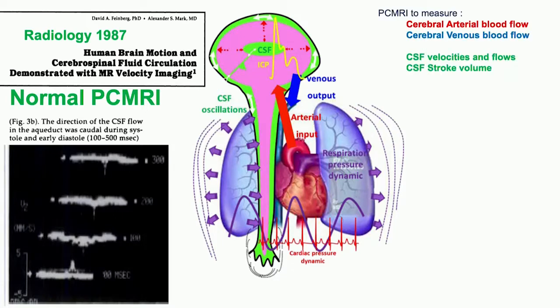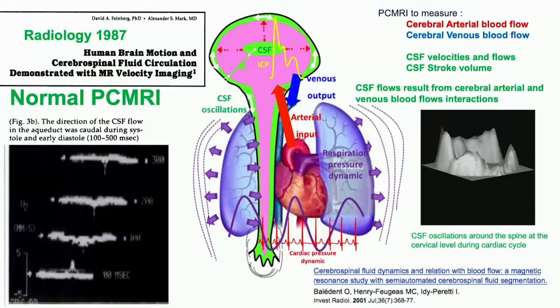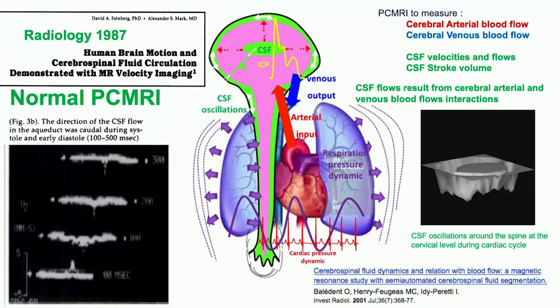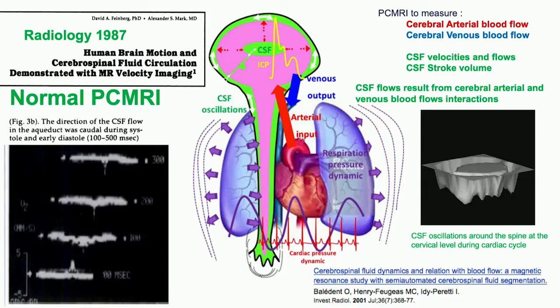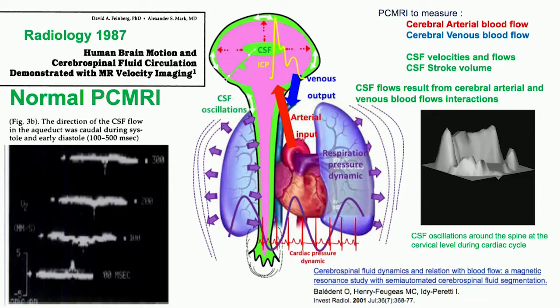What is also very interesting is that it's not only a static fluid in this system, but this fluid is moving up and down during the cardiac cycle. Why? Because the arterial inflow, even if it equals the mean value of the venous outflow, is not synchronized with it during the cardiac cycle, and there is an expansion of the brain tissue during the cardiac cycle.